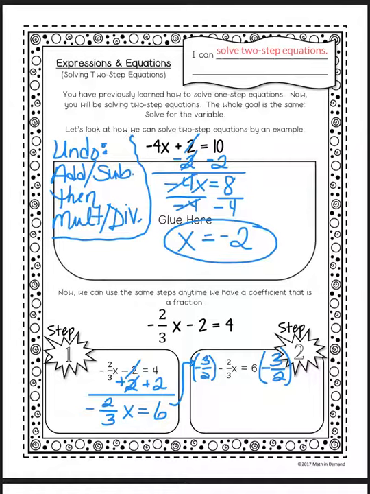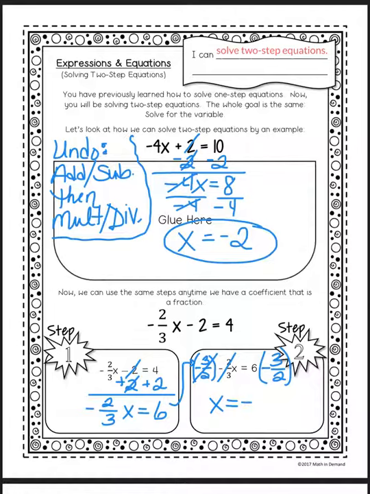The fractions on the left side cancel out, because notice, a negative times a negative is a positive. 3 times 2 is 6 for my numerator. 2 times 3 is 6 for my denominator. 6/6 equals 1. And 1 times x is just x. X is now by itself. Equals a positive 6 times a negative 3/2 is going to be a negative.